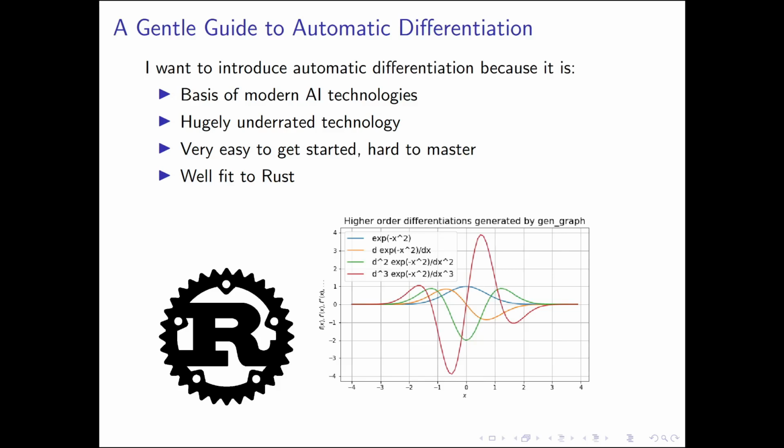Hello, I would like to talk about automatic differentiation, how it works, and how to implement it in the Rust programming language from scratch. I want to do this for a few reasons. First, it is one of the most fundamental algorithms that is the basis of modern AI technologies. Second, it is a hugely underrated technology that I find fascinating. Third, it is very easy to get started.